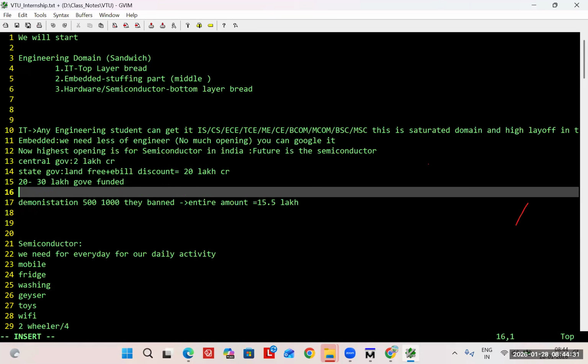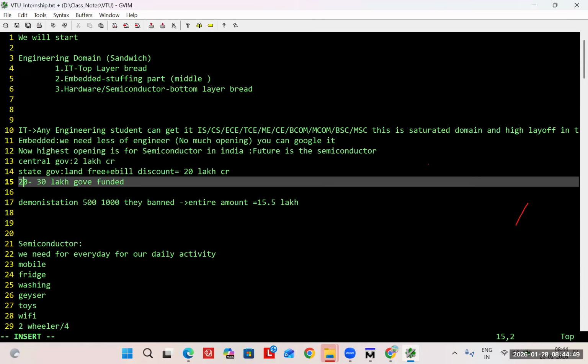Then the private players, you can imagine. If the government is putting 100 rupees, normally as a private player I won't put 100, I will put 1000 rupees. And how much benefit will you get from the government? Only part of the benefit you'll get from the government.